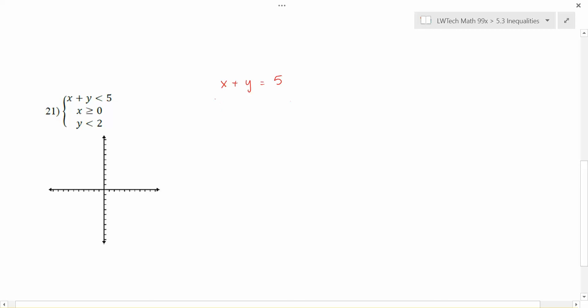This is not in slope-intercept form, so I need to get the y by itself first before I identify the slope and the y-intercept to graph it. Now I can see that my slope is going to be negative 1 and my y-intercept is going to be a positive 5. And I can graph that point on my line. Now because my original inequality here is less than, I'm going to be using a dotted line for my boundary.